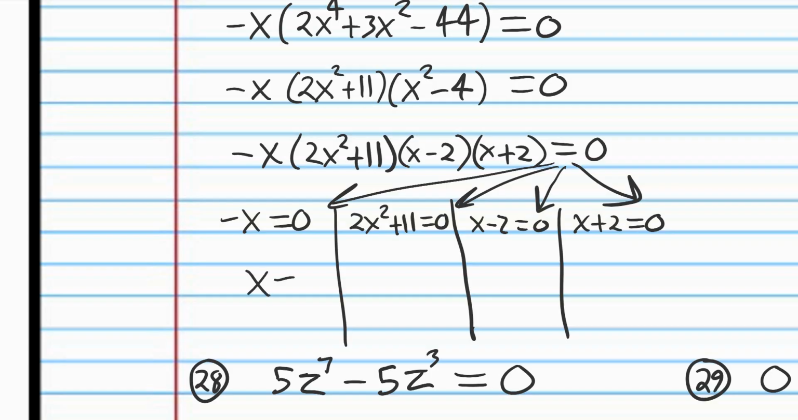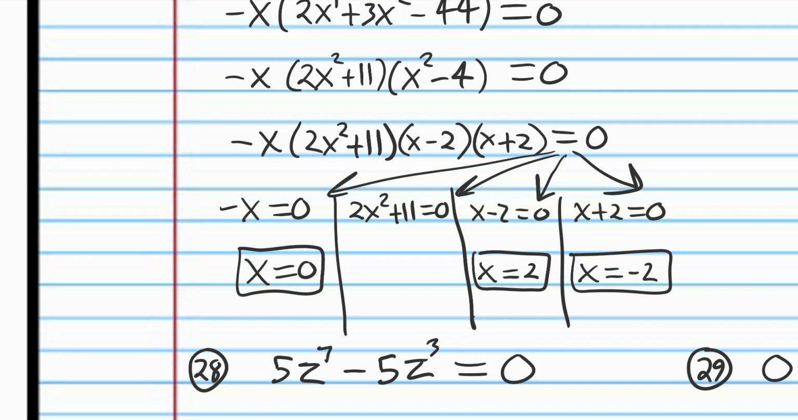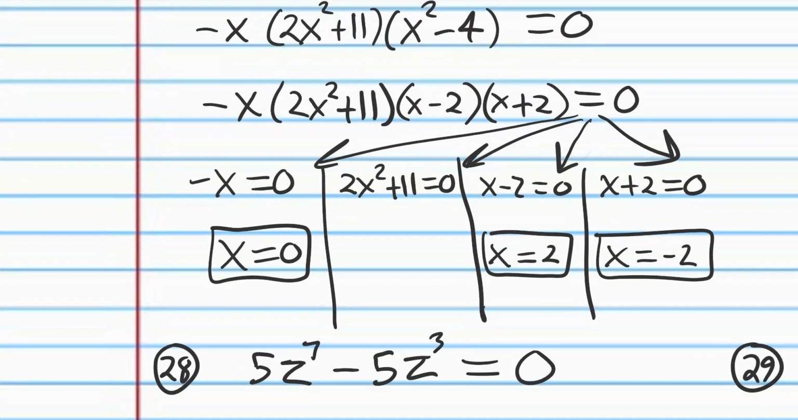So x is equal to 0. Again, it's just a monomial, so it means x is 0. And over here we have x is equal to 2, no big deal. Over here we have x is equal to negative 2, no big deal. But this is the factor that's going to cause us some confusion. You need to understand this, or else the homework might be difficult for you.